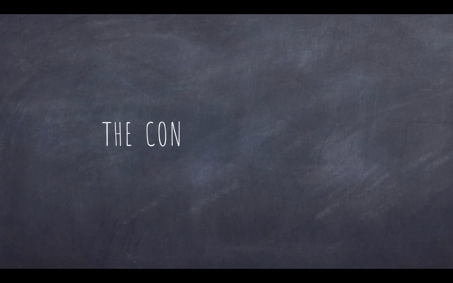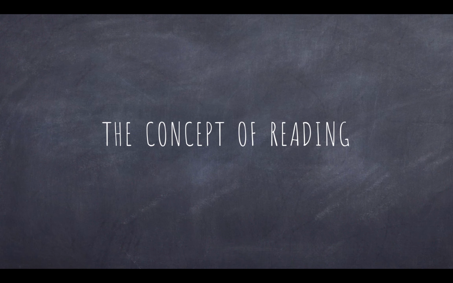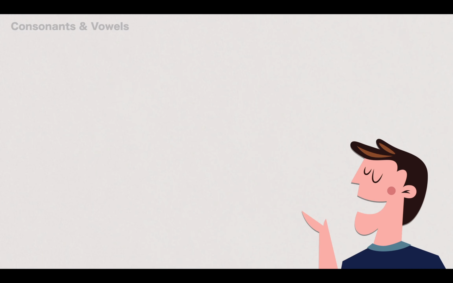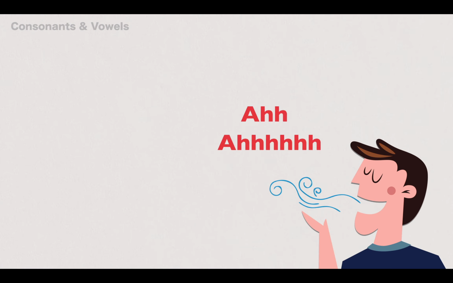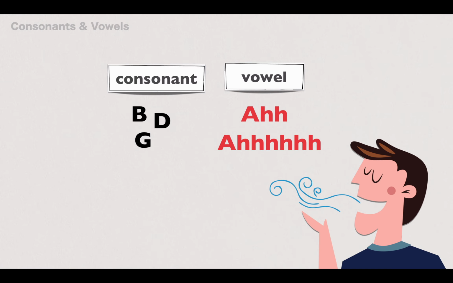Let's talk about the concept of reading in Hebrew. Every sound that we produce uses air, right? When air flows without any interruption, the sound that we produce is called a vowel. For example, a is a vowel. When the sound that we produce stops, it's called a consonant.